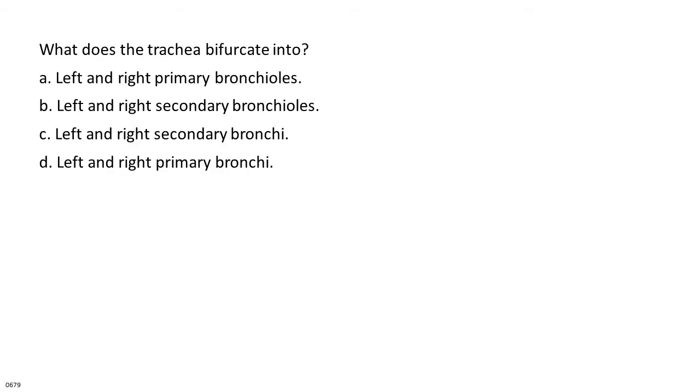What does the trachea bifurcate into? A. Left and right primary bronchioles. B. Left and right secondary bronchioles. C. Left and right secondary bronchi. D. Left and right primary bronchi.